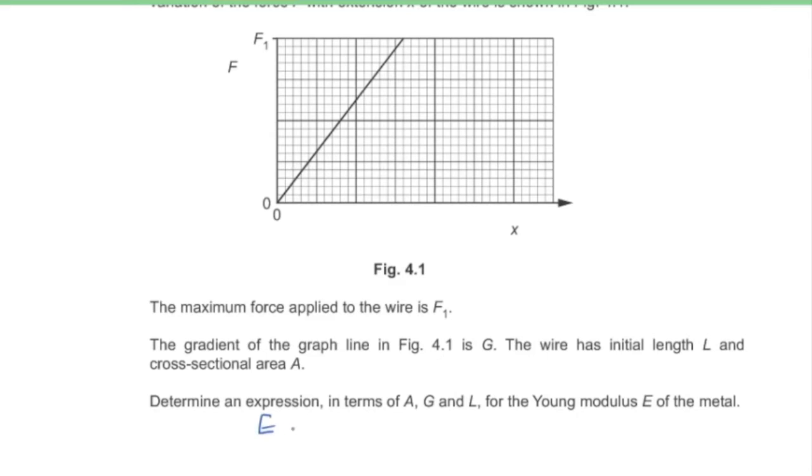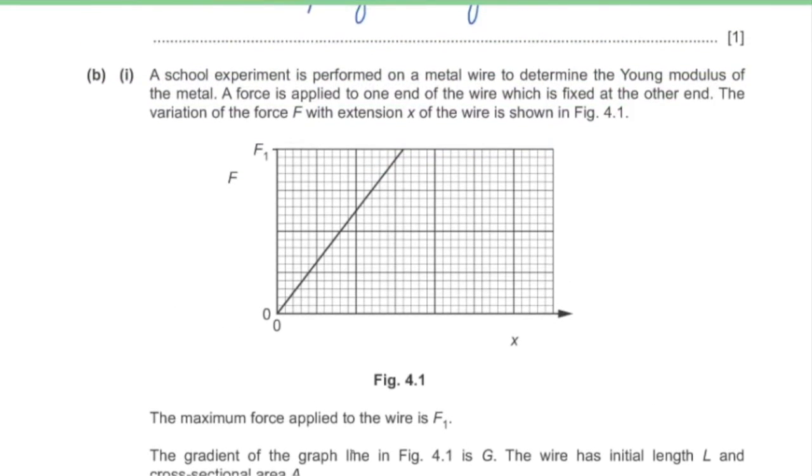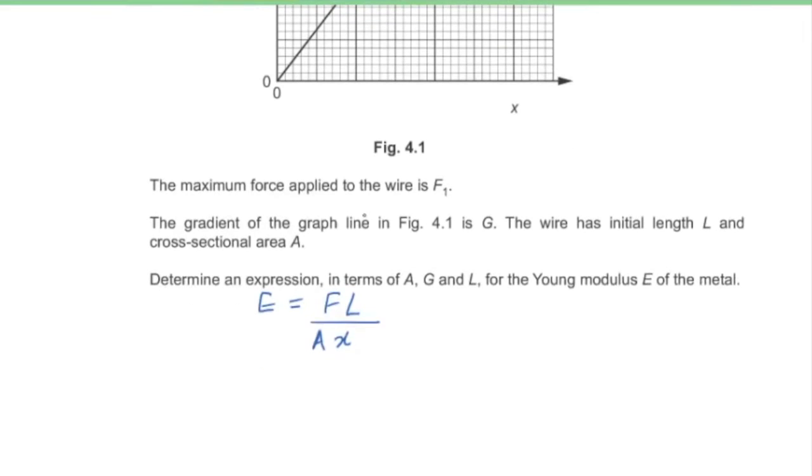So Young modulus is force times original length divided by cross-sectional area times extension. We have the gradient G in figure 4.1 as F by X. So F by X is equal to G. So in terms of A, G, and L, our Young modulus is going to be F over X, which is G, times L over A.